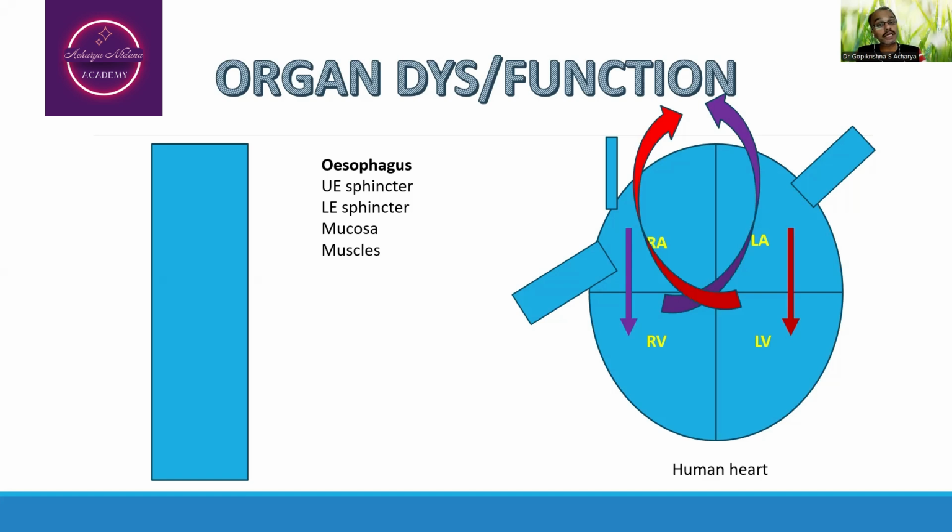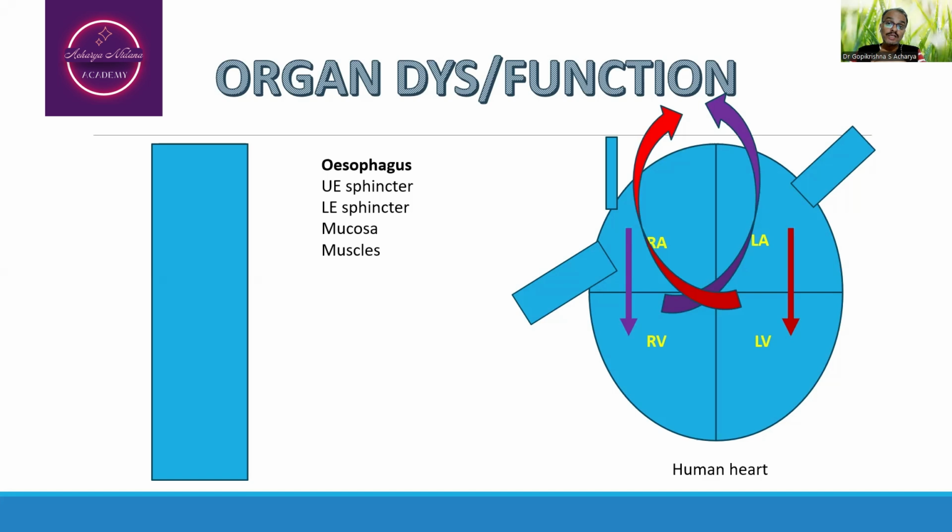But the other associated or supporting functions include the function of the upper esophageal sphincter. The upper esophageal sphincter prevents the movement of air during respiration.